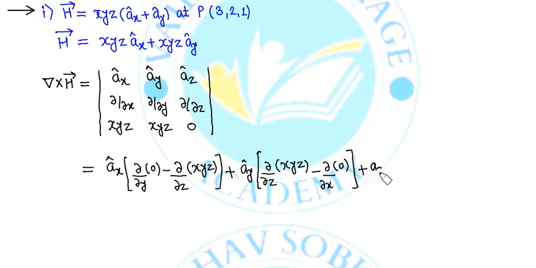Plus az into d by dx of xyz. You can call this a del operator, but I am showing it as d by dx. So d by dx of xyz, minus d by dy of xyz.